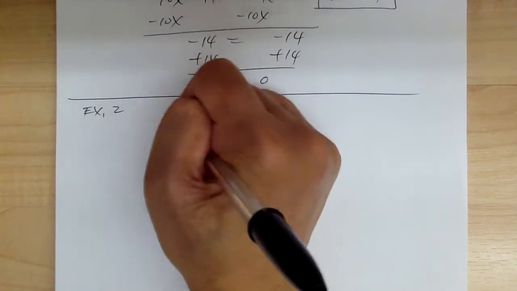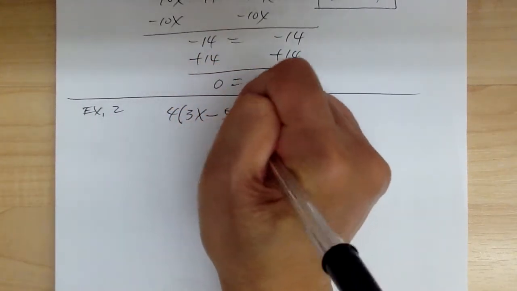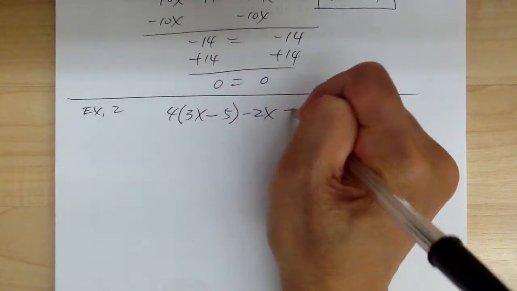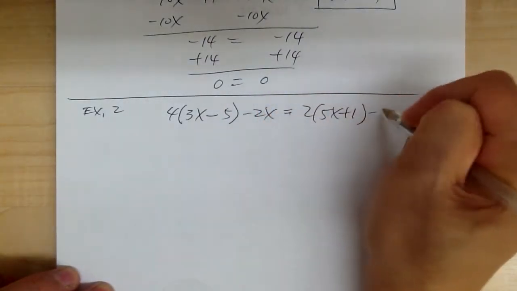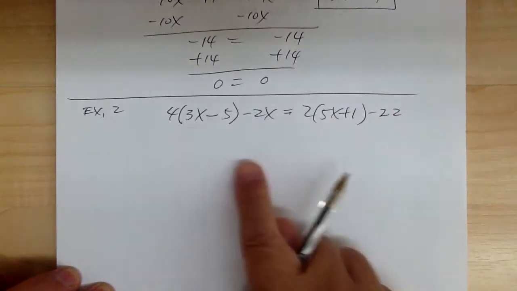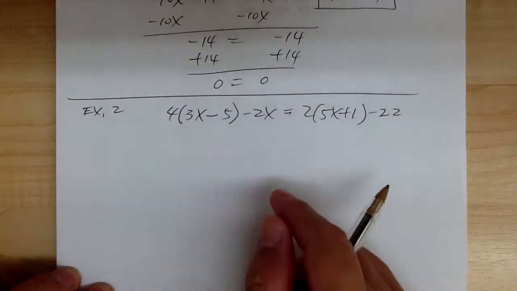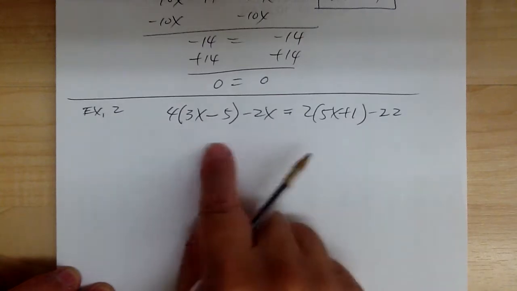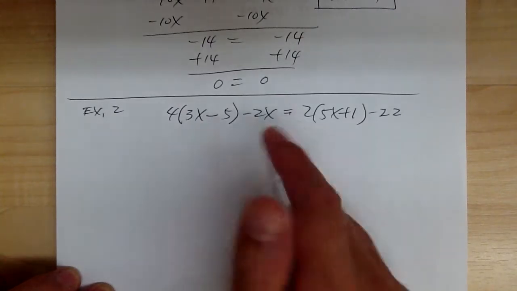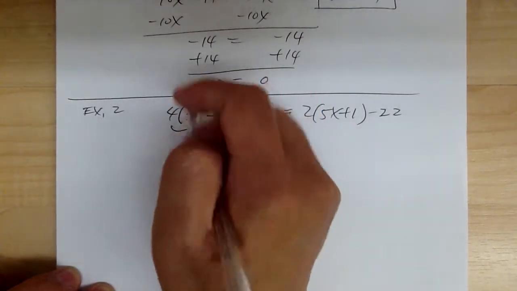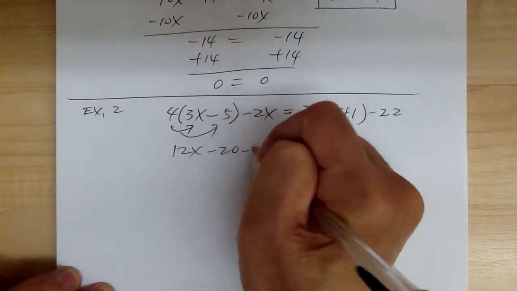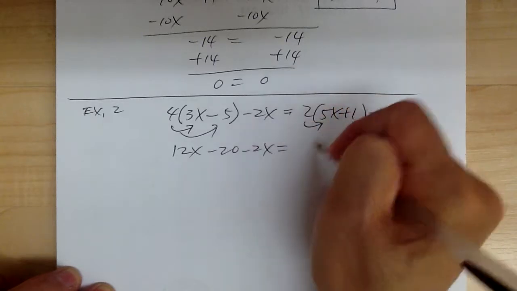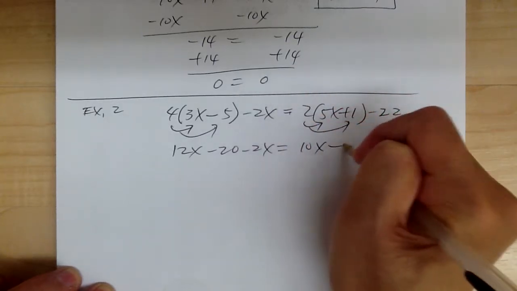Example 2 says 4 times 3x minus 5 minus 2x equal to 2 times 5x plus 1 minus 22. It says this is an identity. And the reason is that if you work it out, you can see that it's going to be the same on both sides. So let's try that. Multiply, you get 12x. Multiply, you get minus 20. Line these things up. And on this one, when you multiply, you get 10x. Multiply, you get plus 2.